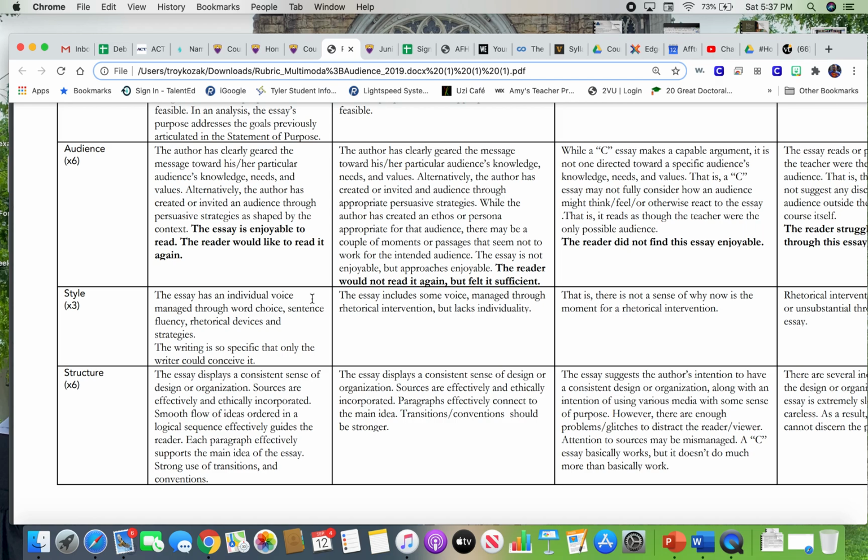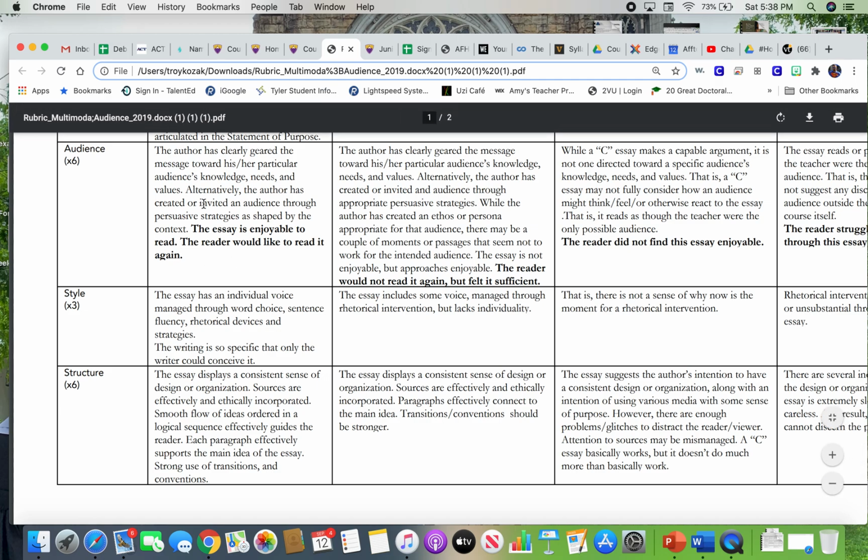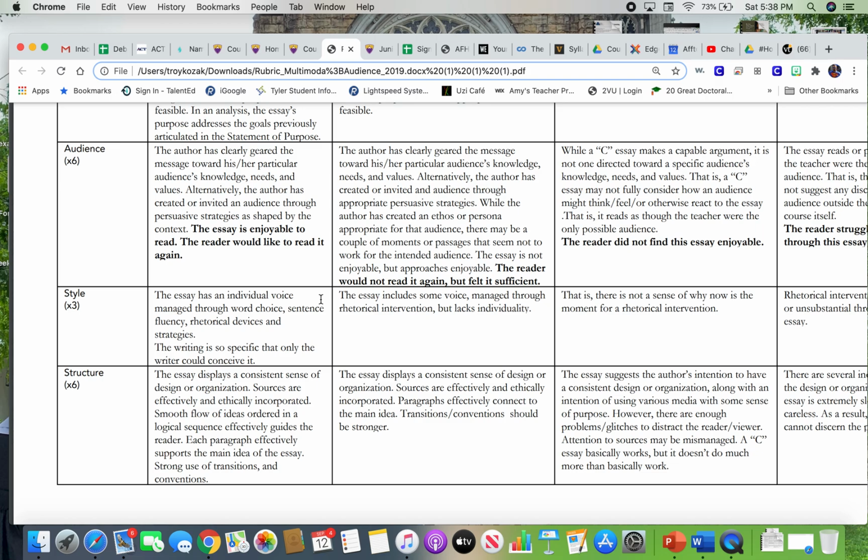Style, this is where individual voice comes in. This is where word choice comes in, sentence fluency, other rhetorical devices. As you're crafting your style this year, this is the one that's going to kind of edge out. So the style and how well you're kind of getting your voice across is also very important. So one thing that I'll say is, as it affects audience and purpose, is that your style is going to make you feel distinct, right?